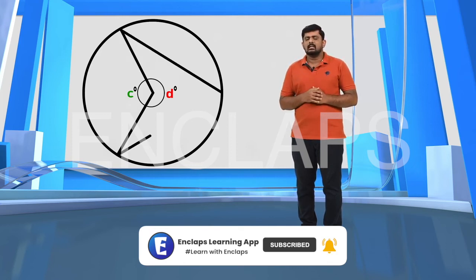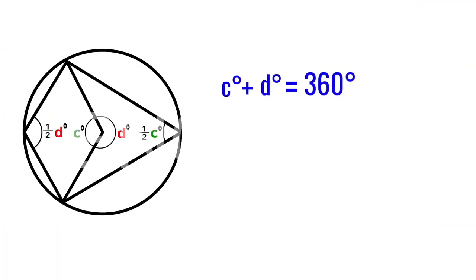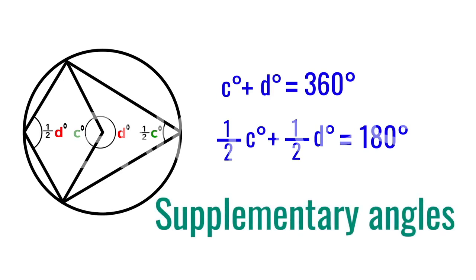We already learned that the angle made at the bigger arc is half of C and the angle made at the smaller arc will be half of D. Then what will be the sum of the angles made at both the arcs? That is half of C plus half of D. We know that C plus D is 360 degree. So half of C plus half of D will be 180 degree. So the sum of angles made at both the arcs is 180 degree. These types of angles are known as supplementary angles. That is, if the sum of two angles is 180 degree, then such angles are known as supplementary angles.